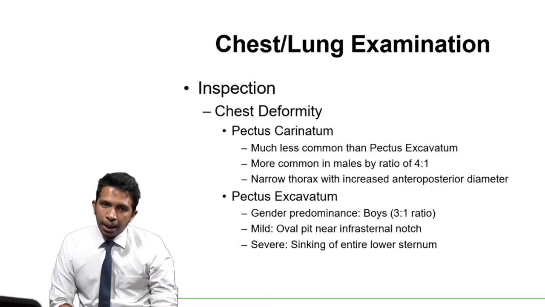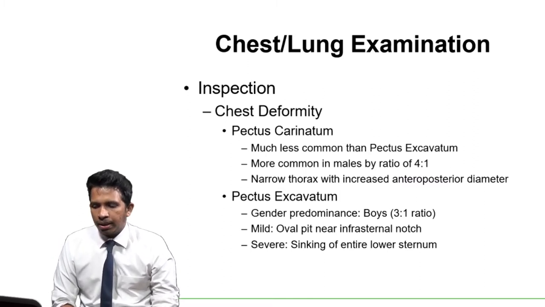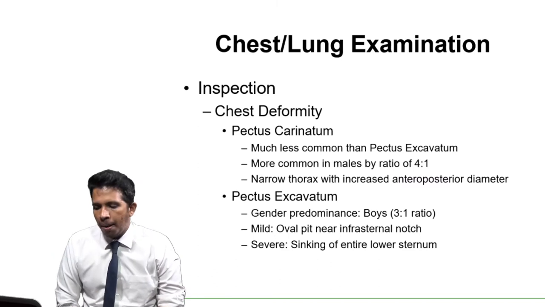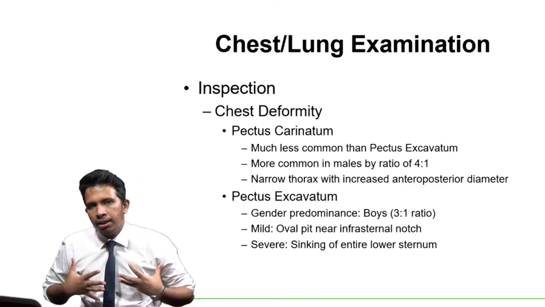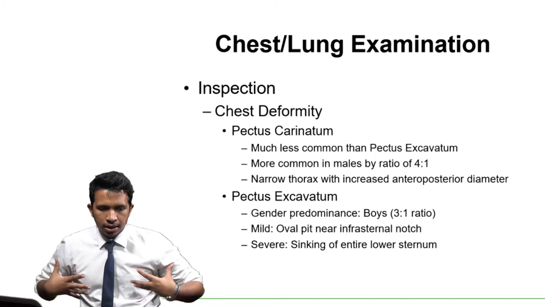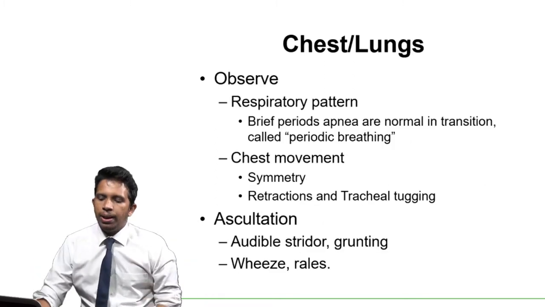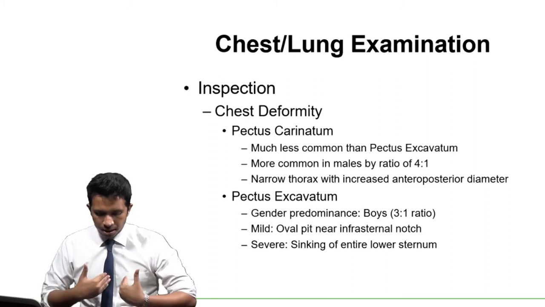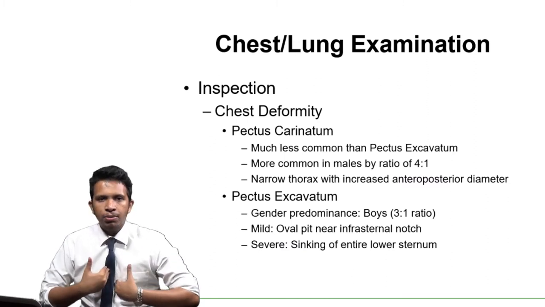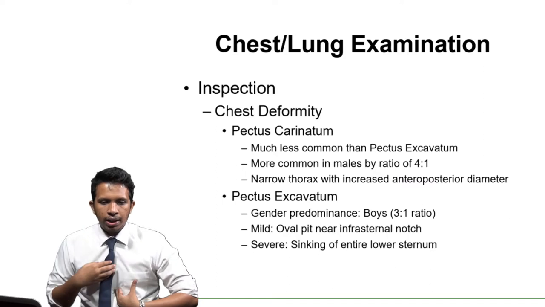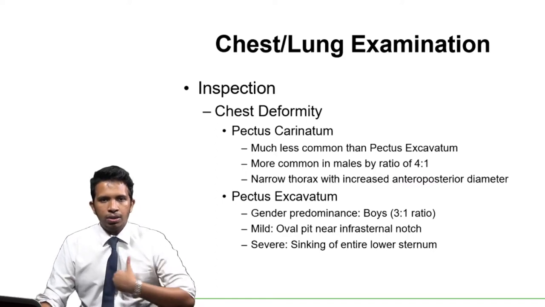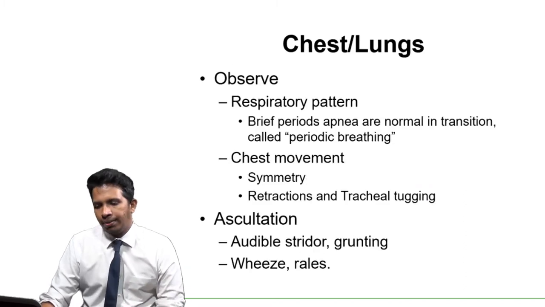Then we look for the shape of the chest. Is it pectus excavatum or pectus carinatum? Pectus carinatum is a narrow thorax with a wide anterior posterior angle. Pectus excavatum is where there is a gap in the middle and the sternum has gone back. So when the sternum goes back, the middle of the sternum looks excavated, so the chest looks like the middle of it has been excavated.